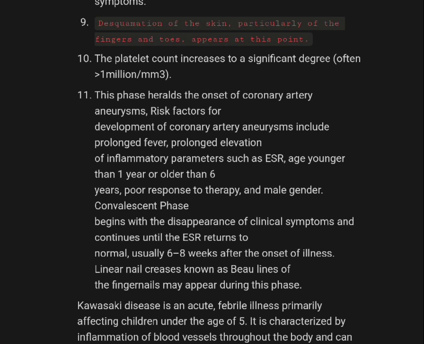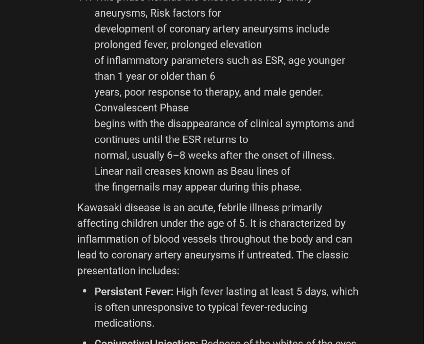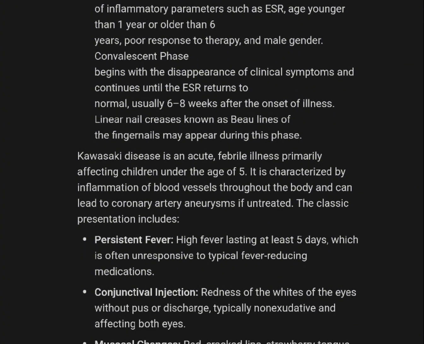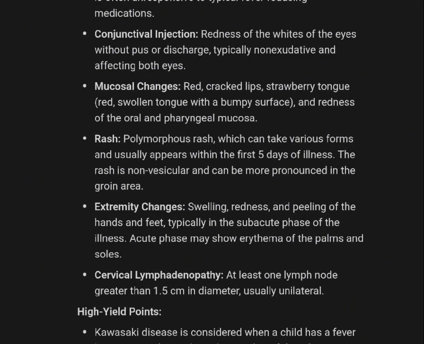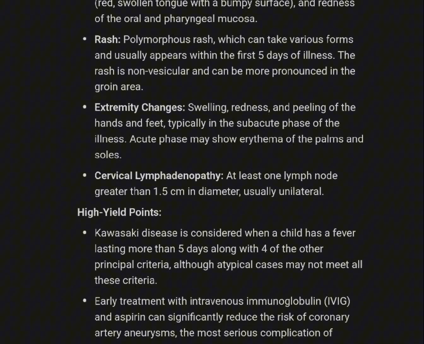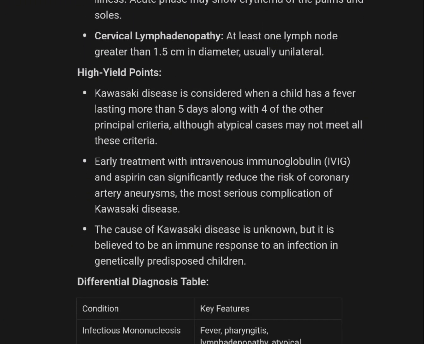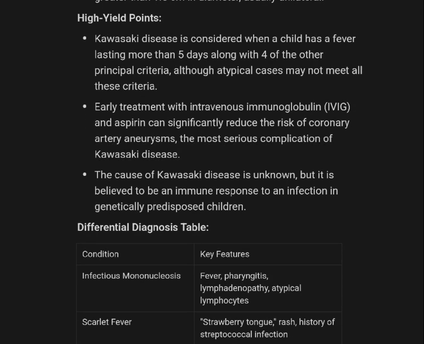Platelet count increases. Risk factors for coronary artery aneurysm: prolonged fever and inflammation. Diagnosis: persistent fever lasting 5 days, conjunctival injection, mucosal changes, rash, extremity changes, cervical lymphadenopathy. Only treatment with intravenous immunoglobulin, IVIG, and aspirin can significantly reduce the risk of coronary artery aneurysm.